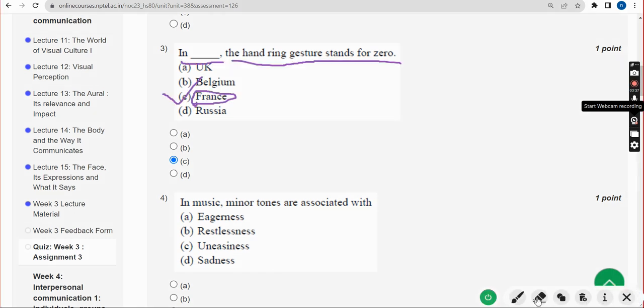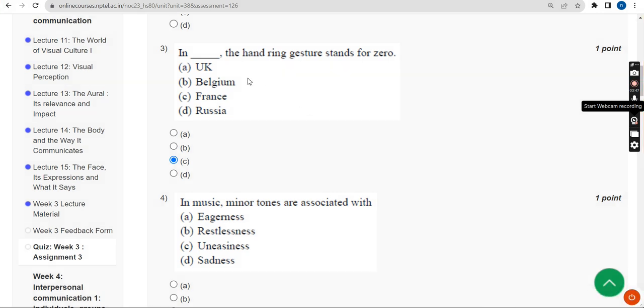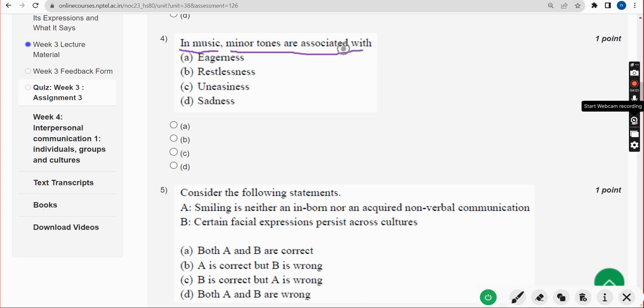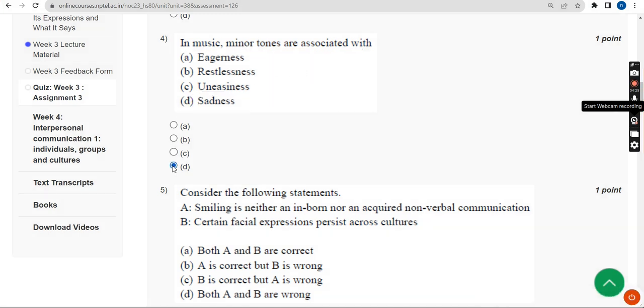Now let's move on to the fourth question. In music, minor tones are associated with which type of feeling or feelings? So for the fourth question, the answer is option D, sadness. Option D, sadness is the probable solution for the fourth question. So mark option D.